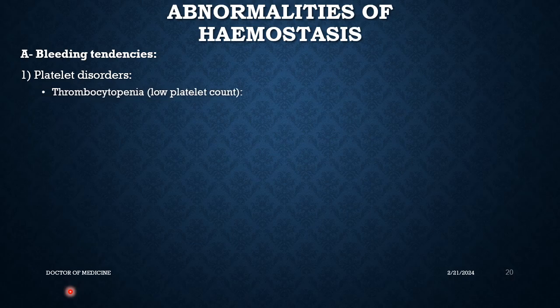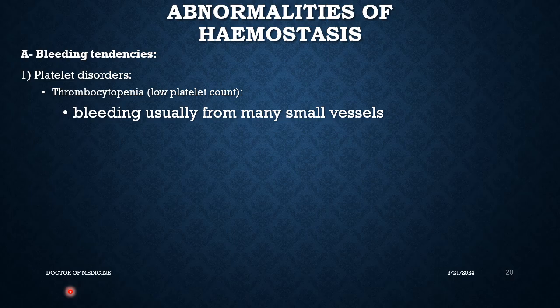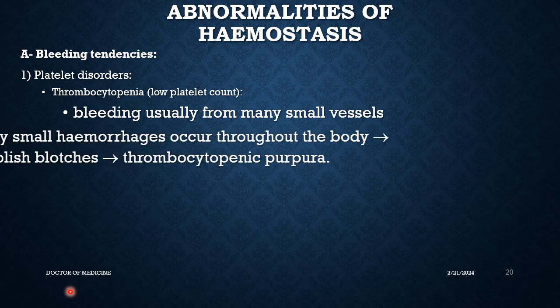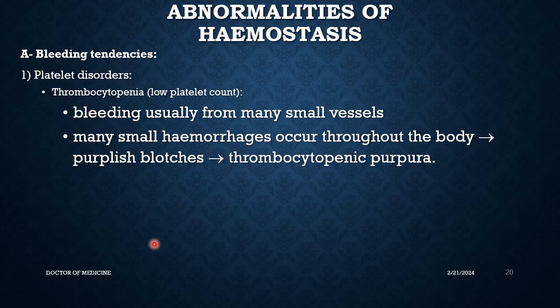Platelet disorders come in different forms. So we have thrombocytopenia. Penia means low, so a low count of thrombocytes, a low platelet count. If you have low platelets in your blood circulation, definitely it's going to be hard for the blood to clot. So we have bleeding usually from many small vessels. Bleeding from vessels is known as hemophilia. What causes these? We'll look at these things. So many small hemorrhages occur through the body.